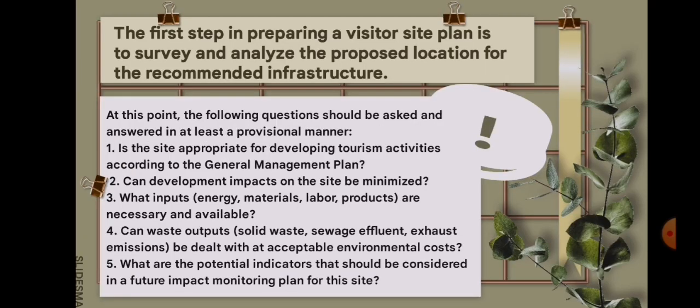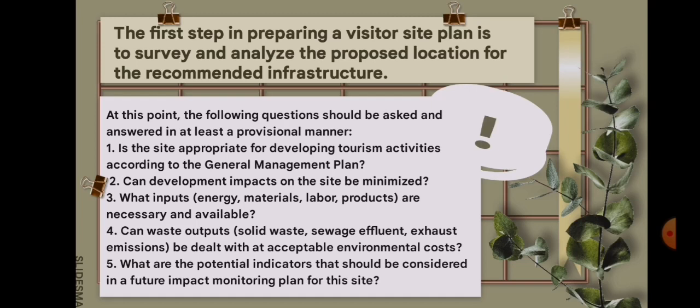Next is the first step in preparing a visitor site plan: to survey and analyze to propose the location for the recommended infrastructure. At this point, the following questions should be asked and answered in at least a provisional manner. Is the site appropriate for developing tourism activities according to the general management plan? Can development impacts on the site be minimized?